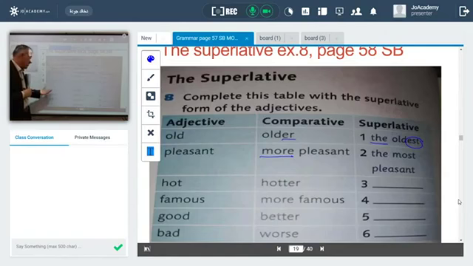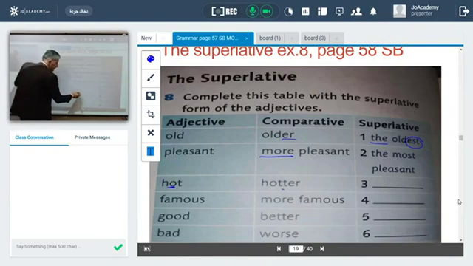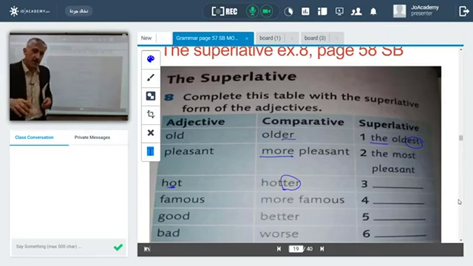Okay. We have the word hot. As you can see, hot, we have here a short adjective and we have a vowel between two consonant letters. Sometimes if we have a vowel between two consonant letters, we double the last letter. So it becomes hotter. We added T, ER, hotter than. Aqaba is hotter than Amman.